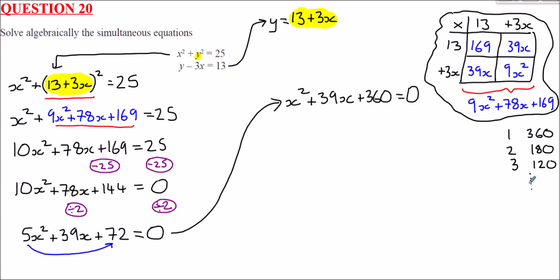So anyway, if you carry on and on, by trial and error, you should find eventually you get 15 and 24. And those are the two numbers that will work. 15 times 24 is 360. Add them together, you get 39. So now put these into brackets. So I've got x plus 15, x plus 24 equals 0. However, I did sort of forget about that 5 at the front.